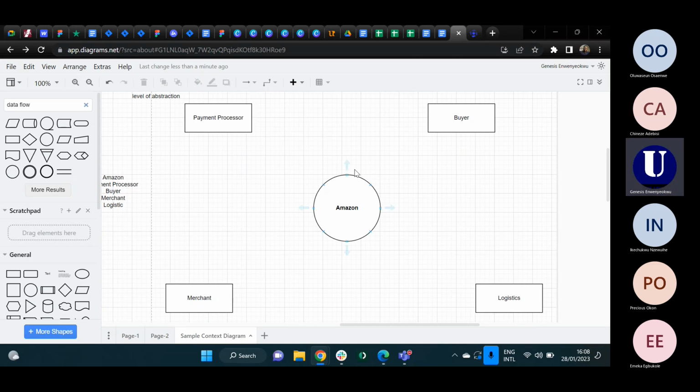So let me use this arrow here. Let me draw this arrow into here to try to make this look nice. Let me draw another arrow. Let me take this and draw it into here.